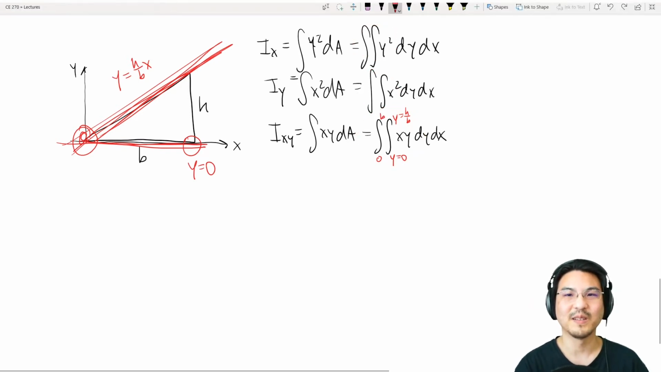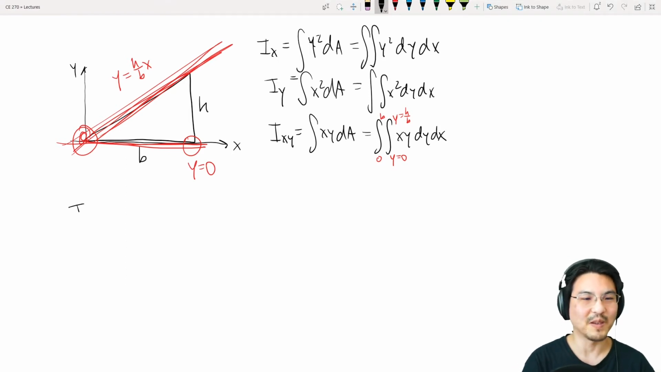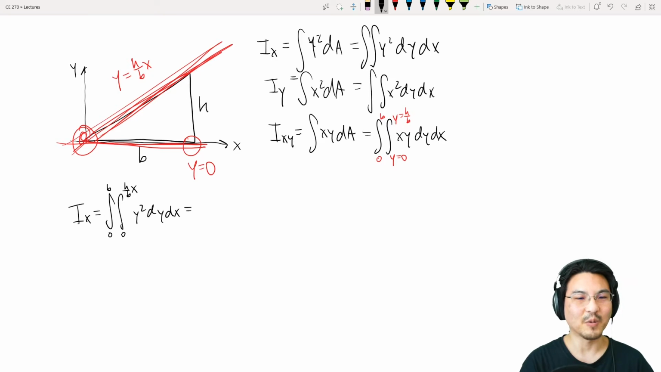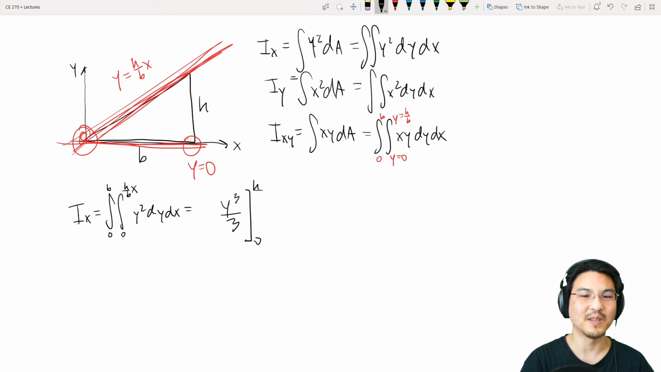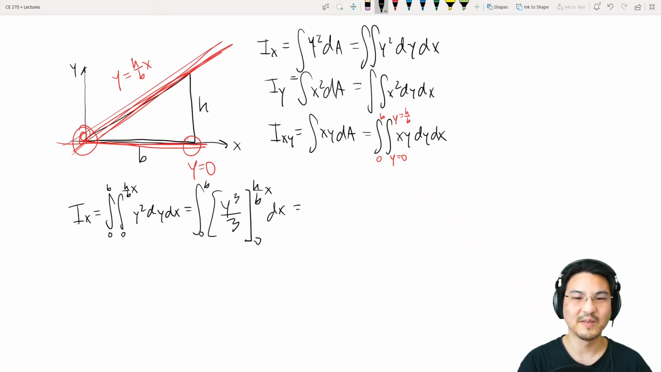All right, so let's try one of them. Well, let's do all of them. Ix is the integral of y squared dy dx, from 0 to h over b x, and from 0 to b. So let's integrate y squared dy: y cubed over 3, from 0 to h over b x. Let's evaluate this integral. So that's h cubed over b cubed. Let's not forget that 3, x cubed.